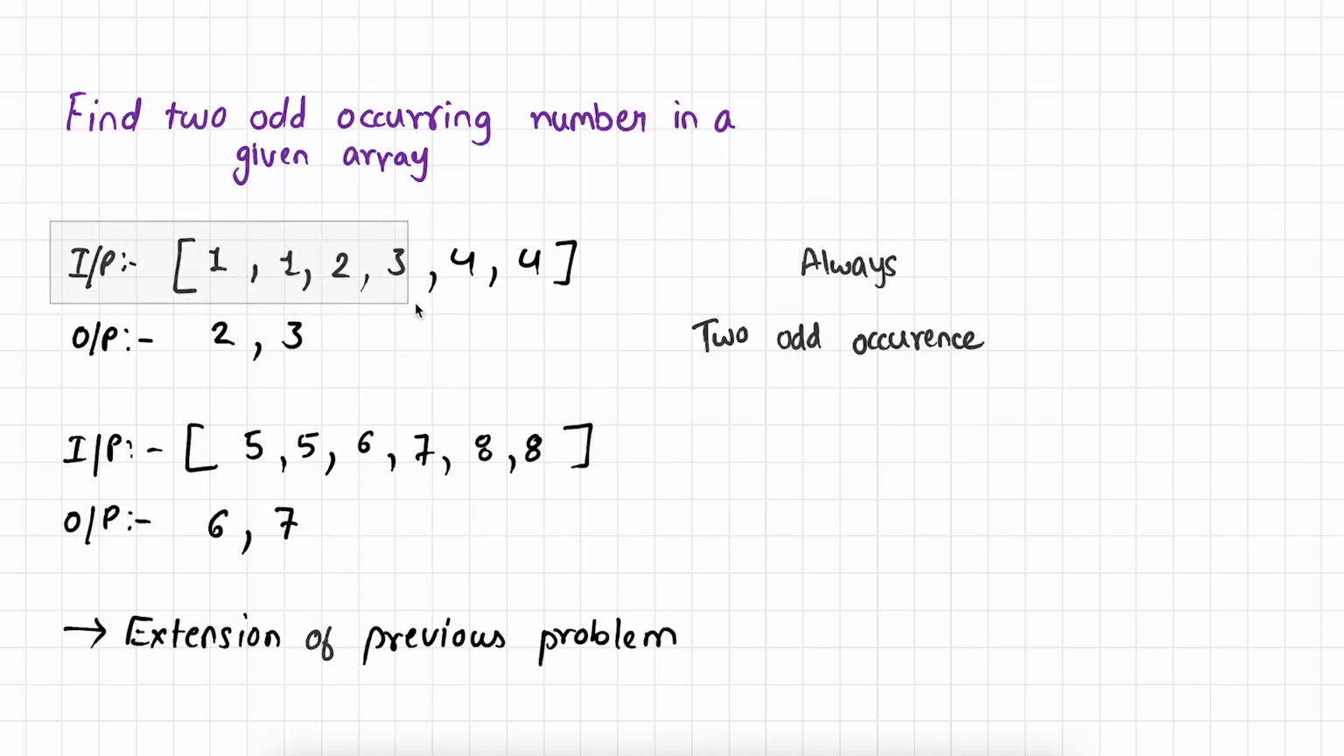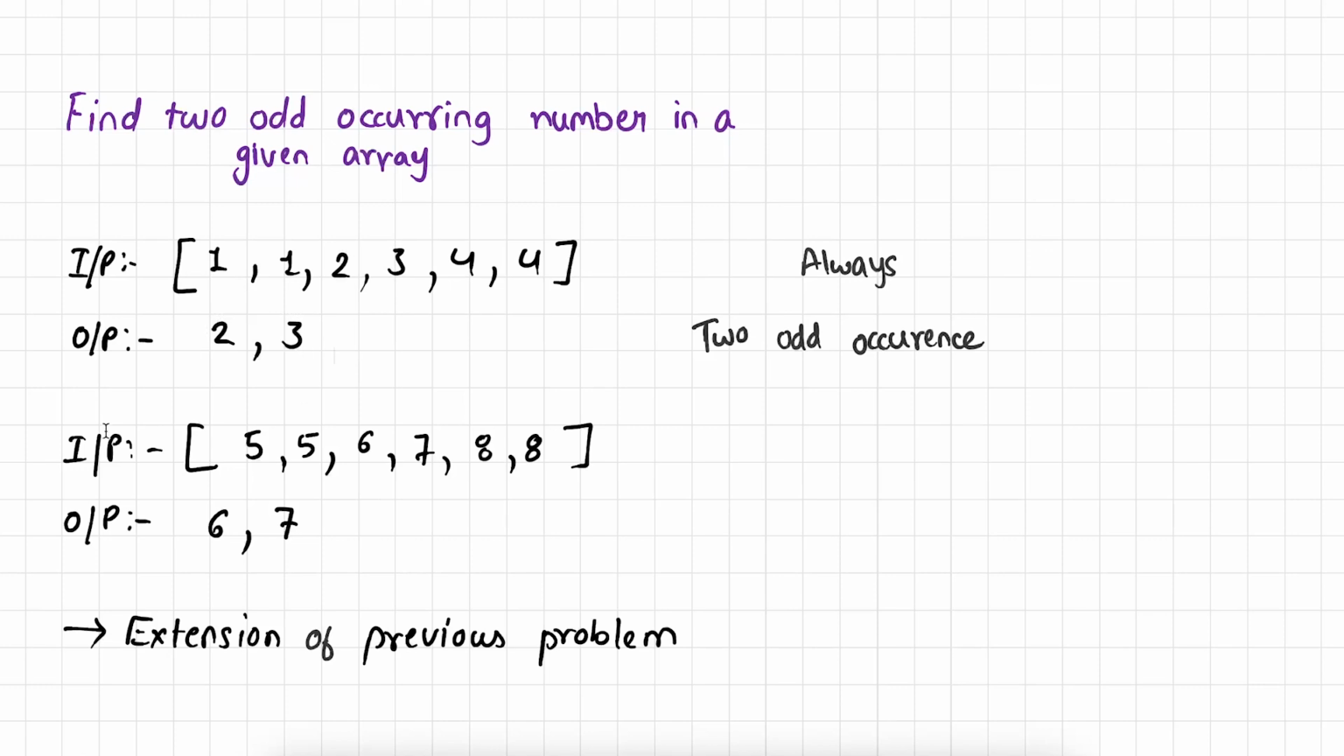Here we have an array of elements 1 1 2 3 4 4. In this array 1 appears 2 times, which means even times, and 4 appears 2 times, which means an even number of times. But 2 and 3 appear an odd number of times. So the output of this input is 2 and 3.